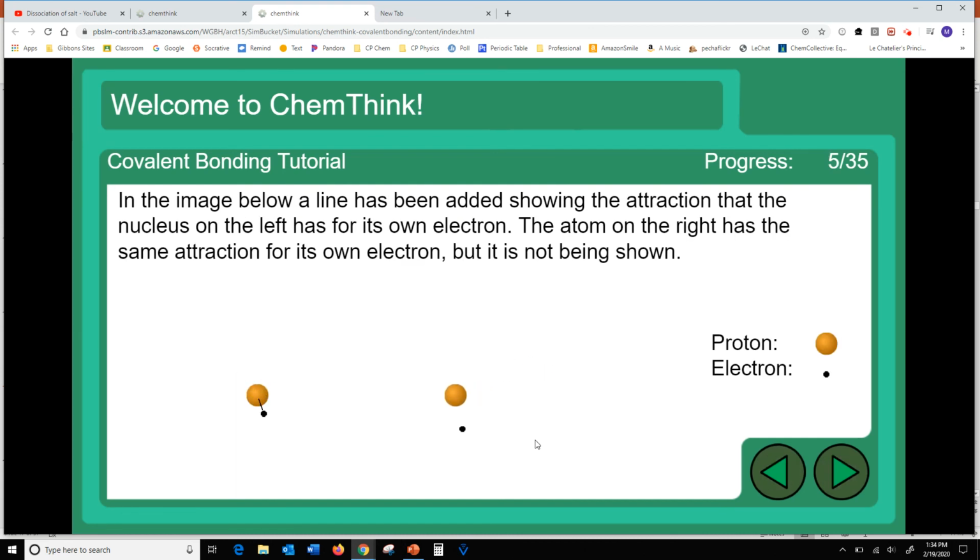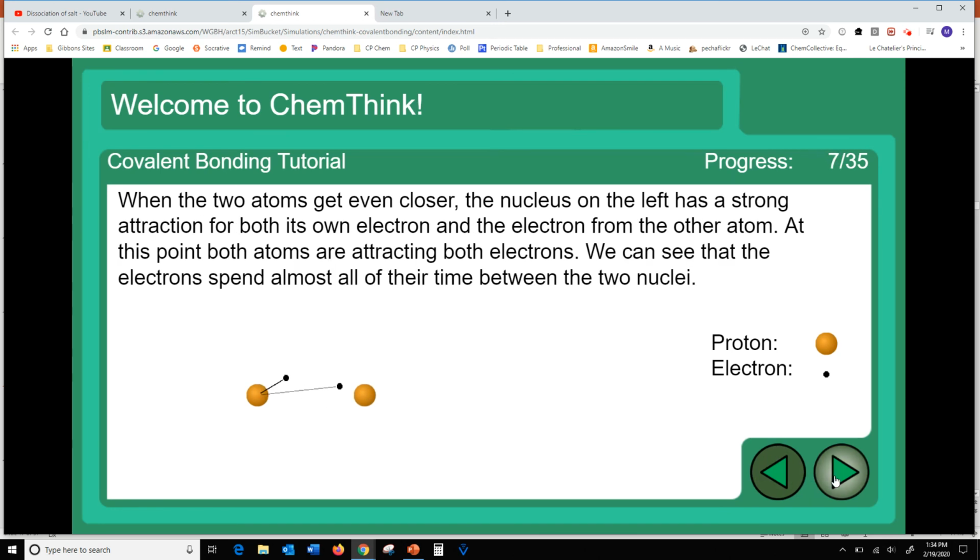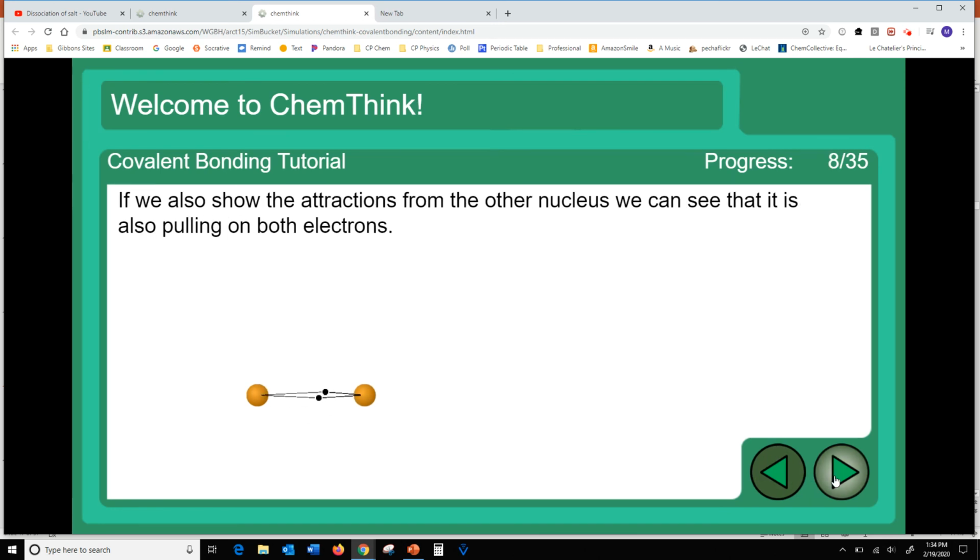Basically, what happens is you have the electrons. This is attracted to its own electron, and now it's starting to be attracted to an electron of another atom. And the same is happening for this nucleus. It's attracted to its own electron and the electron of another atom, and they come together, and it's like they're holding hands now. There's a bond that forms.